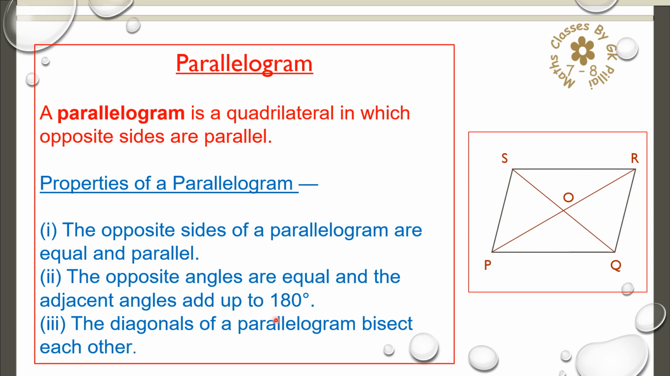The opposite angles are equal. This angle must be equal to this angle and this angle equal to this angle. And the adjacent angles add up to 180 degrees. If you add these two angles, it will be 180 degrees. Once again, if you add these two angles also, it will give you 180 degrees. So the adjacent angles add up to 180 degrees because these two lines are parallel. These are the interior angles. The diagonals of a parallelogram bisect each other. This portion will be equal to this part and this part will be equal to this part.